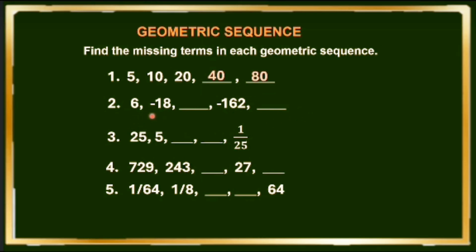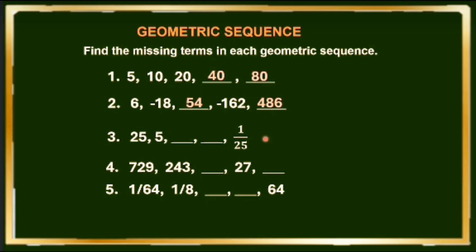this is multiplying by 3, or precisely multiplying by negative 3. So that positive number will produce a negative number for the next term. Now, if you cannot think of the number that is being multiplied, you divide a term by the previous term. Like negative 18 divided by 6, that is negative 3. Again, 6 times negative 3 is negative 18. Times negative 3 is positive 54. Times negative 3 is negative 162. And times negative 3 is positive 486.